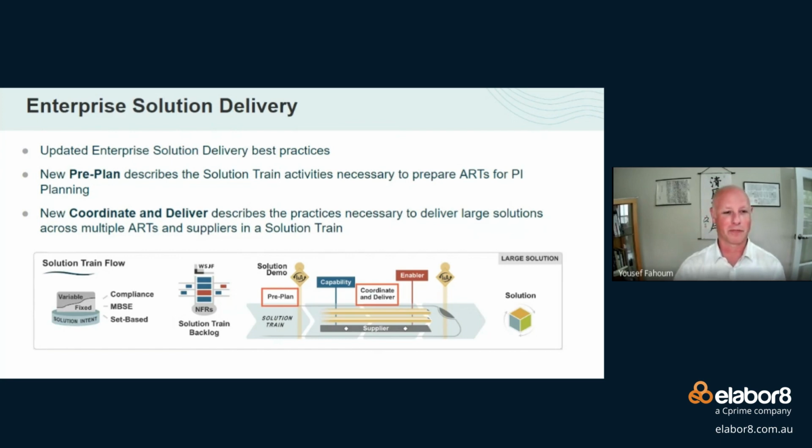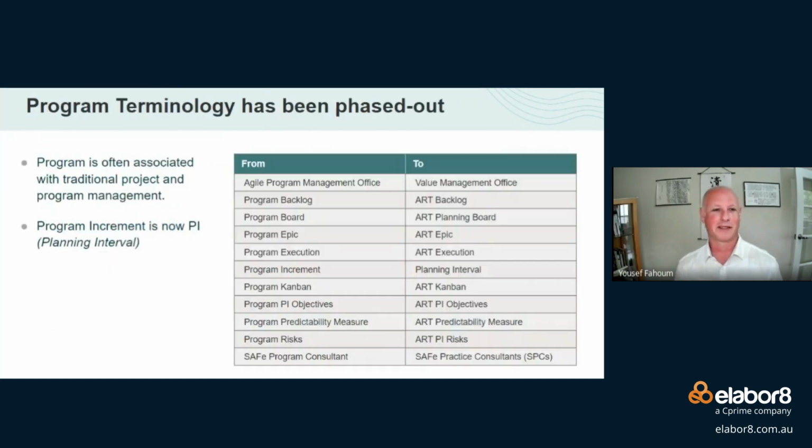Things are coming out. Coordinate and deliver is replaced by post-PI planning. That update describes the practices necessary to deliver large solutions across multiple ARTs. So you have to coordinate all those in a solution train. Now on to our memorization slides. Just kidding. It's pretty easy. Next slide. It's gotten a little simpler, actually.